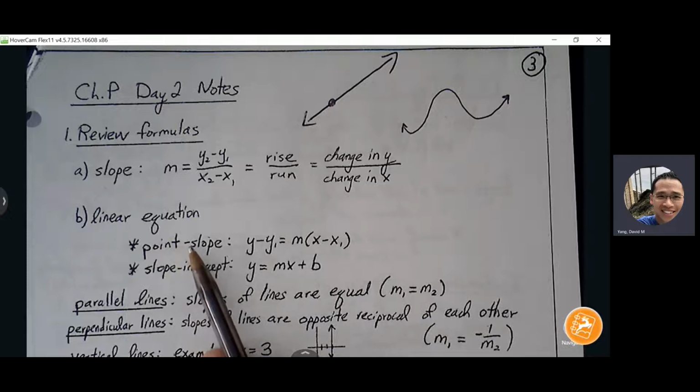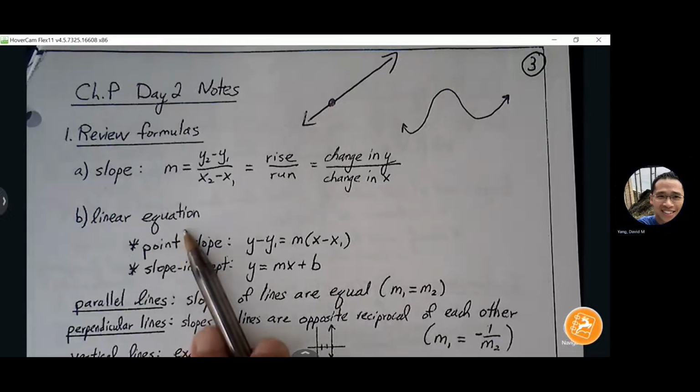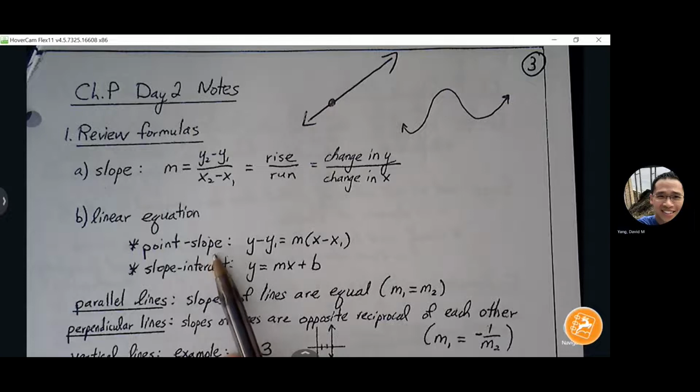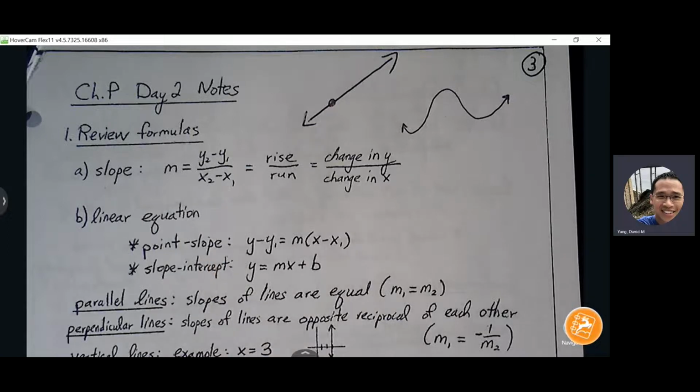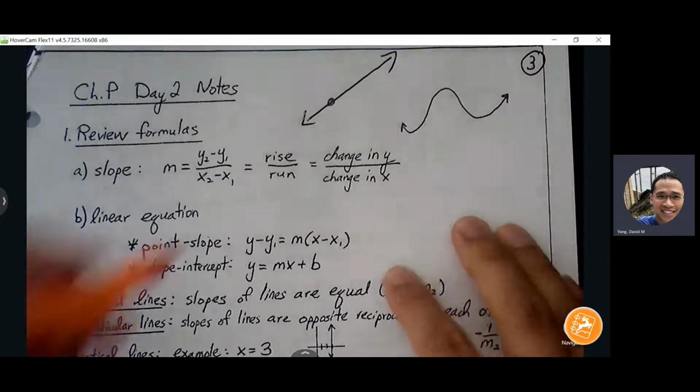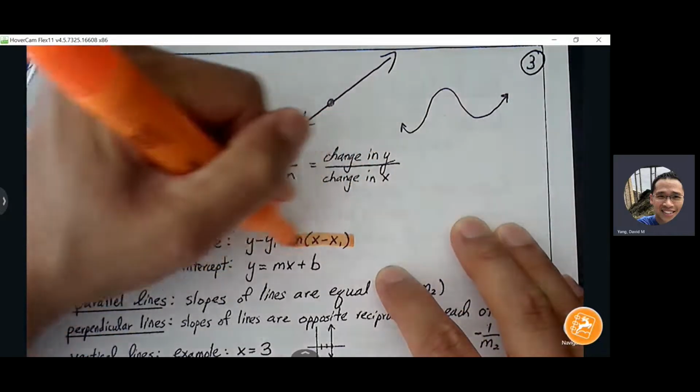Okay, so slope we know is change in y over change in x. Okay, linear equations. If I want to find the equation for a line, there's two ways I can go about doing it. If I have an ordered pair and a slope, I can put it into point slope form. Now, point slope form is going to be the form that is preferred in our course.